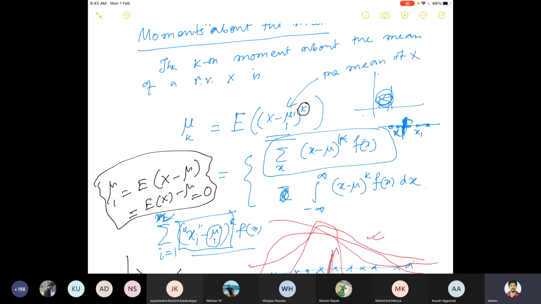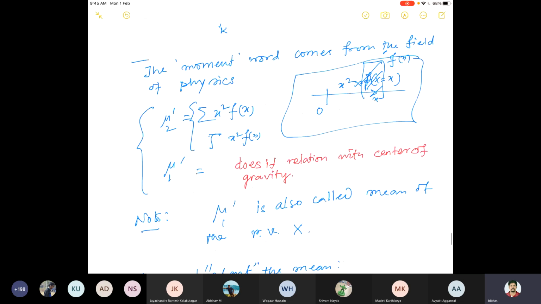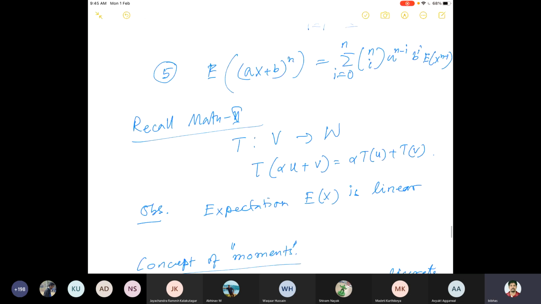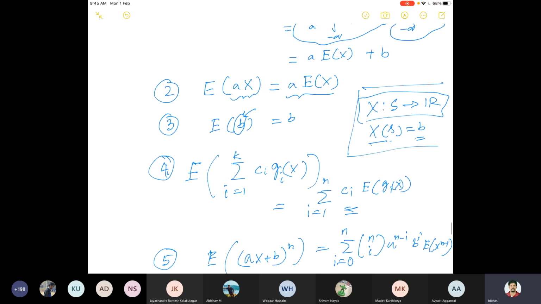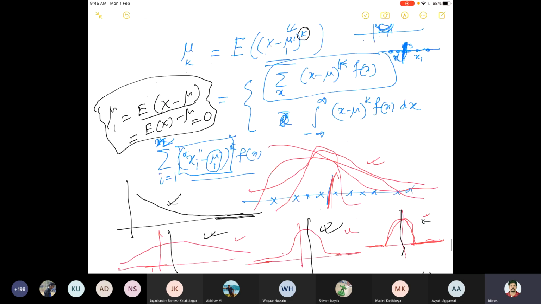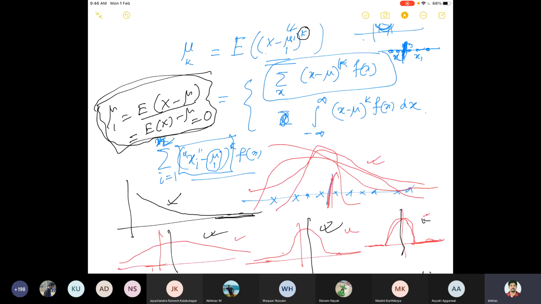If you use the linear property of the expectation, which we proved here, E of aX plus b is equal to a times E of X plus b. We have a similar situation there. A is 1 and b is minus mu, which is a constant. So using the property, expectation of X minus mu is E of X minus mu, which is equal to 0 because mu is equal to E of X itself. So the first moment about the mean is 0. Now the second moment around the mean is called the variance.